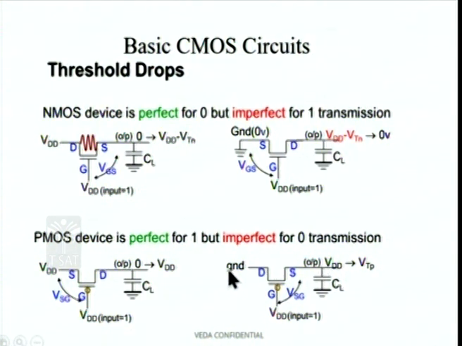It will not go to ground. Therefore, the PMOS transistor is not a good conductor of 0. It is a good conductor, or good transmitter, of 1, but not a good transmitter of 0.